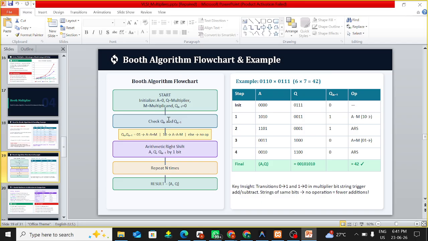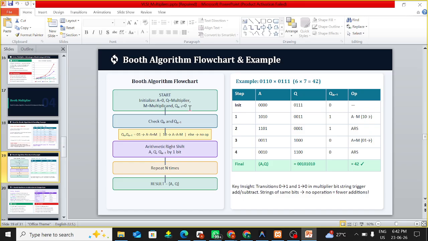I explained the flow chart, right? In how this Booth multiplier works, first we need to do initialization. You are going to initialize A equal to 0, Q with the multiplier, and M with the multiplicand. M, the multiplicand, means the first term, and the multiplier means the second term that you are going to multiply with. And Qn minus 1 as 0. This is your initialization stage.